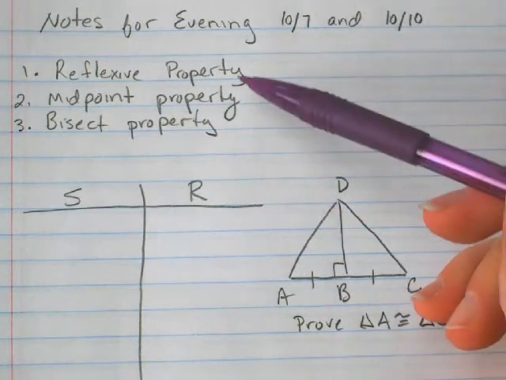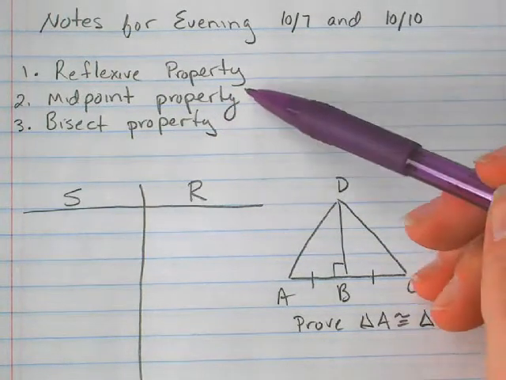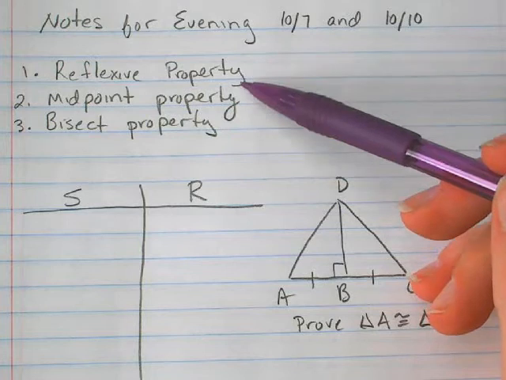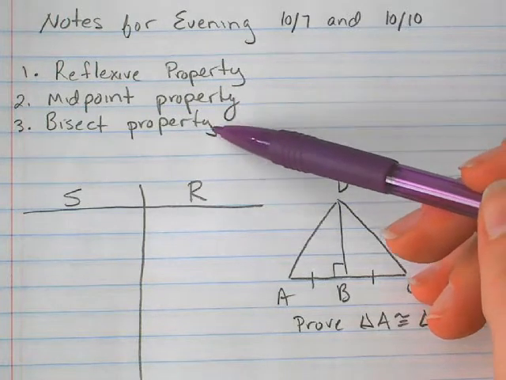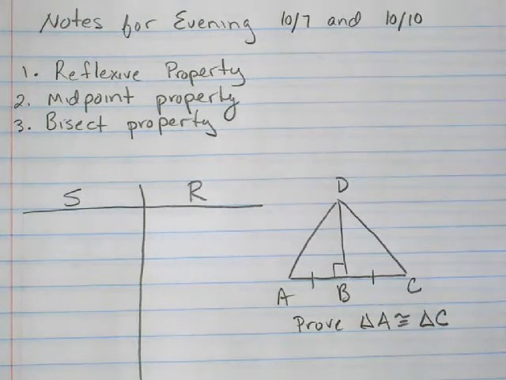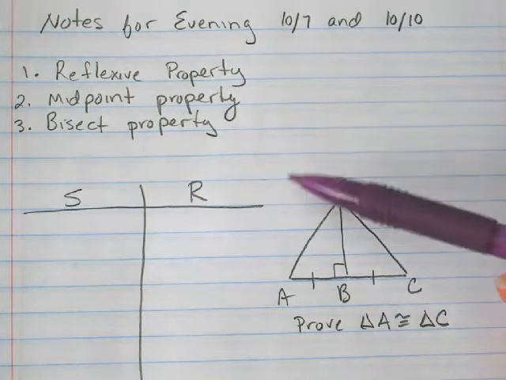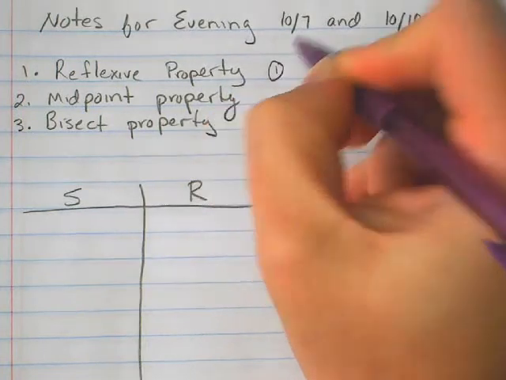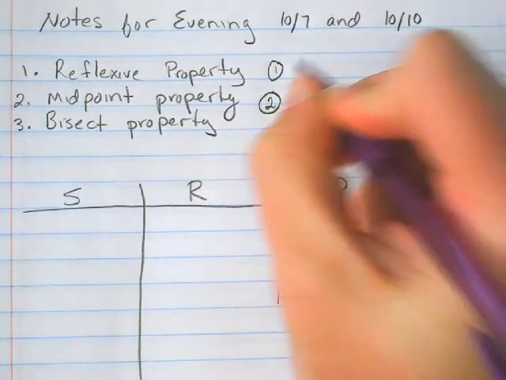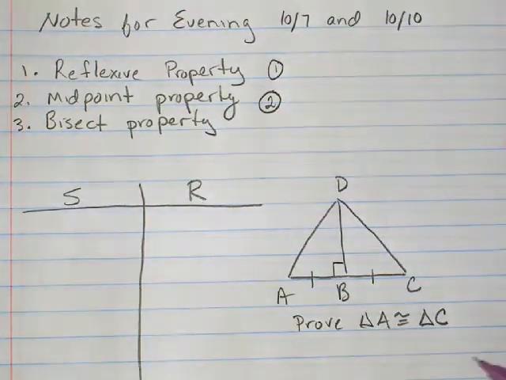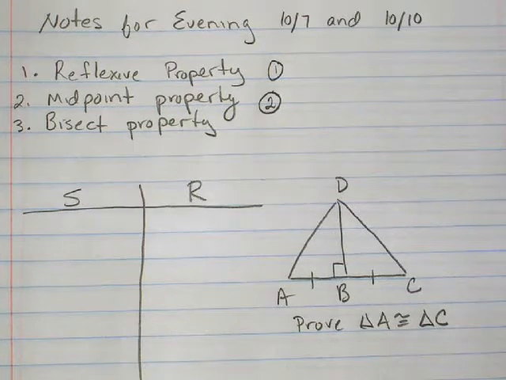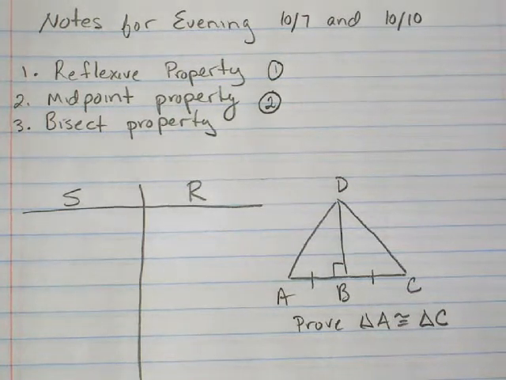We're going to be talking about three specific ideas: the reflexive property, the midpoint property, and the bisect property. When you walk into class next time, I'll expect notes from two videos. This will be in the first video, these will be in the second. Remember, I'll ask you questions and you will be allowed to use your notes.